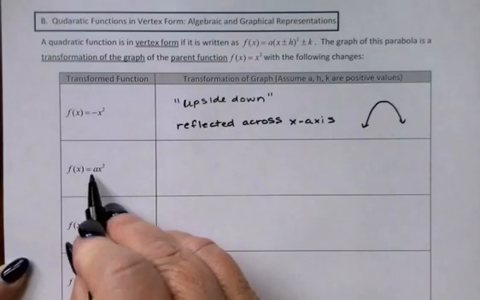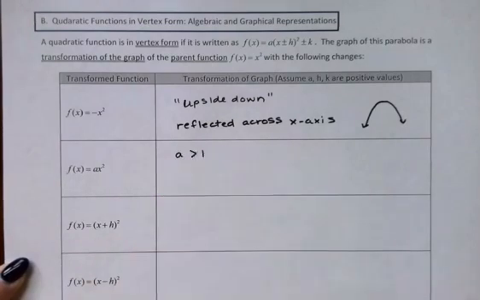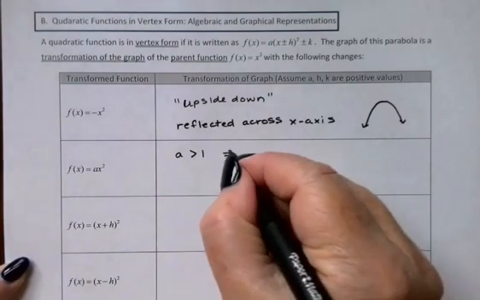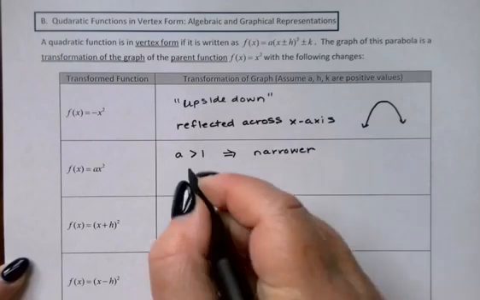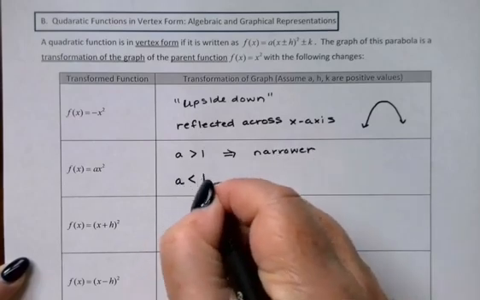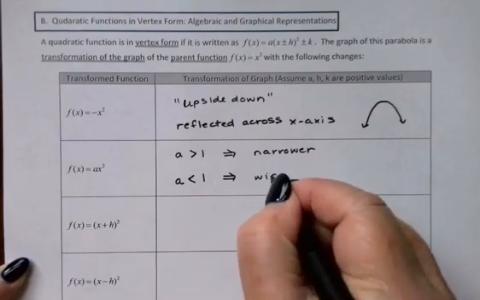We also saw that when we put a multiplier in front of the x squared, when the multiplier was greater than 1, the parabola got narrower. And when the multiplier was less than 1, it got wider.